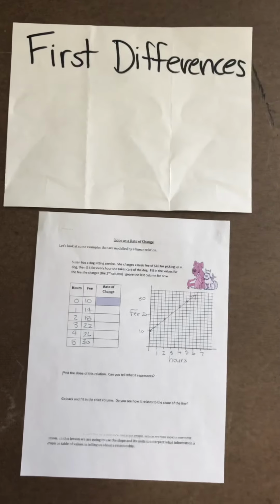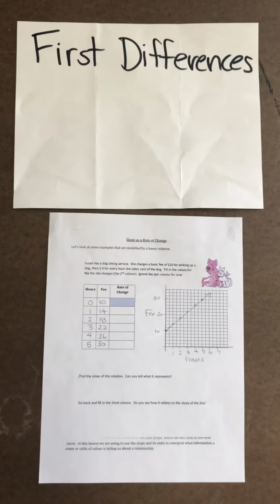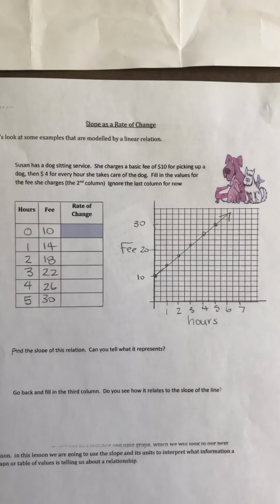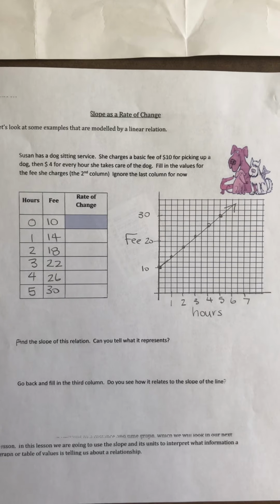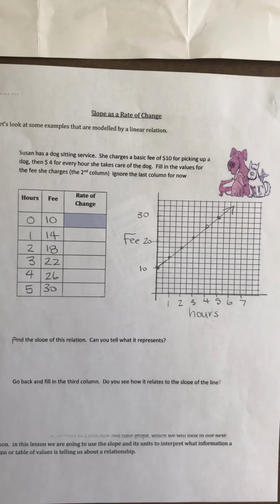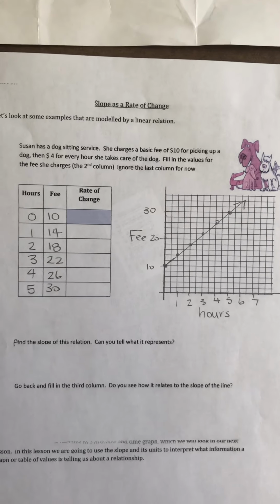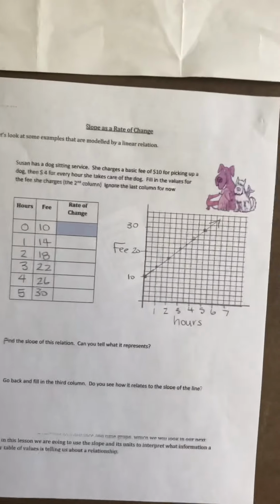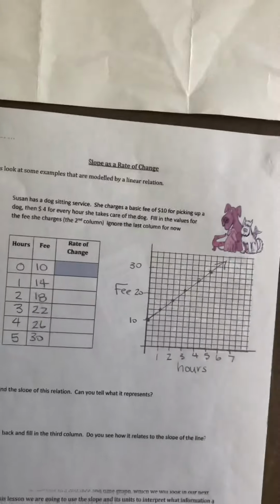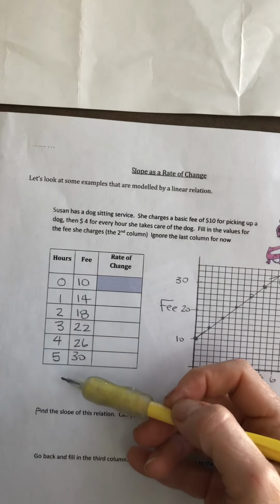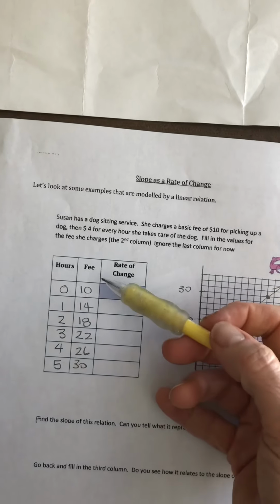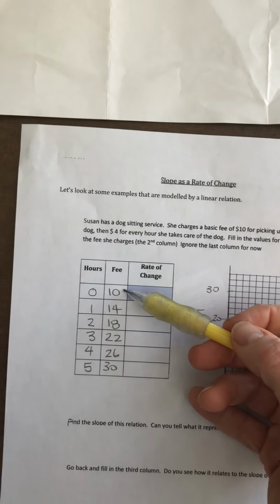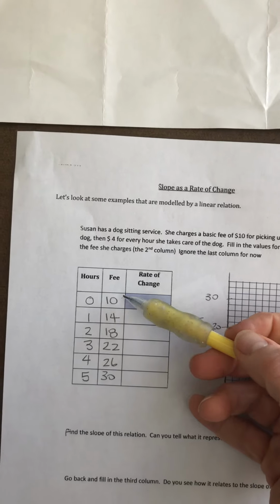So if you could go back and look at the example that we did last time, we did this together in a presentation, and it was about Susan having a dog sitting service. She charges the basic fee of $10 and $4 an hour. And what we did is, we put in the number of hours she worked and how much she would charge. Notice that she's charging a $10 flat rate just for showing up and grabbing your dog, okay?